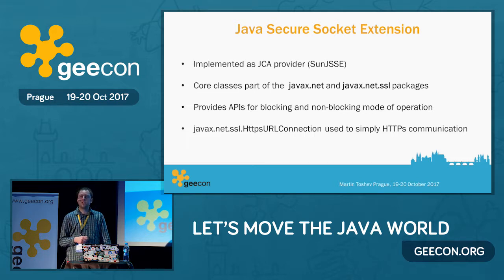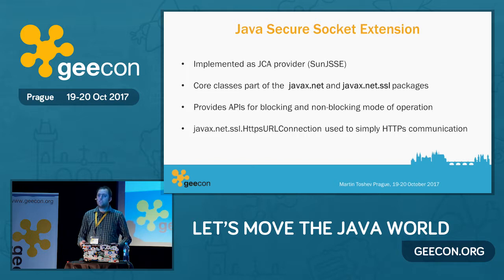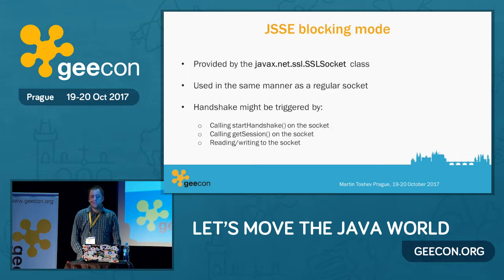Also, there is a convenient class that can be used to establish communication with an HTTPS endpoint, and that's provided by the HttpsURLConnection class, which is used to simplify HTTPS communication between endpoints through TLS. In the blocking mode of the Java Secure Socket Extension, we have the SSLSocket class at the core. And if some of you have used regular sockets in a client-server fashion, you will not find much difficulty in getting started with the blocking mode.